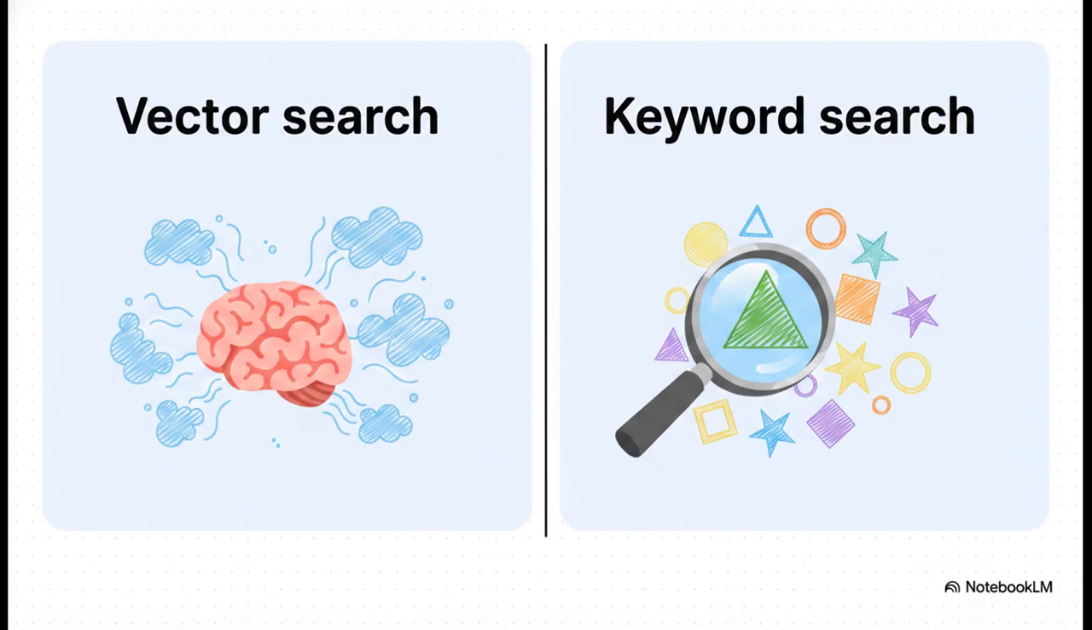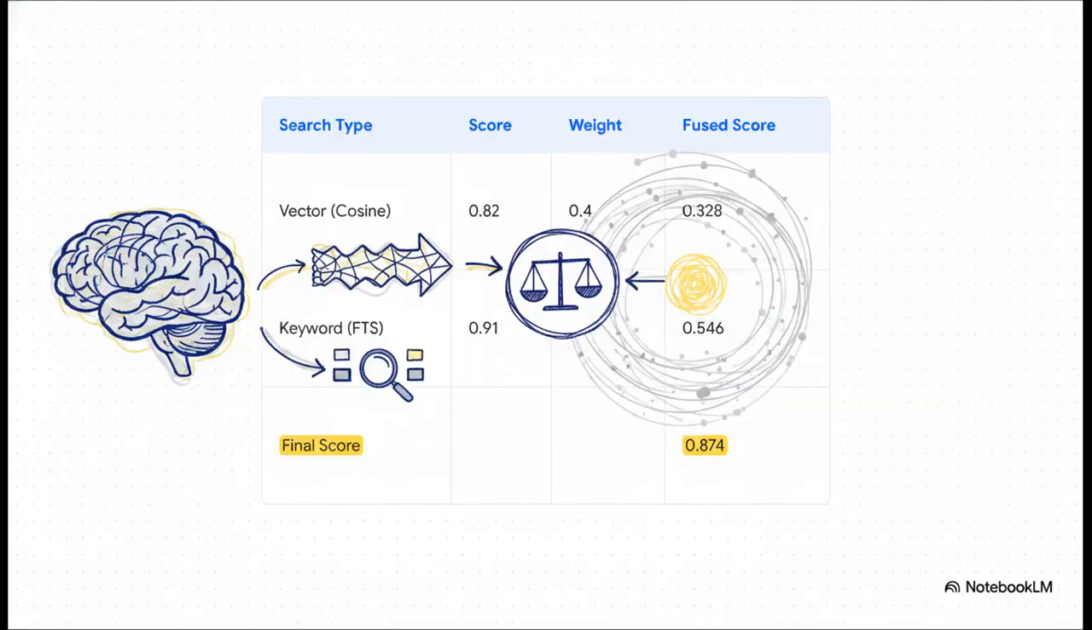And on the other hand, you have keyword search, which is the exact opposite. It's perfect for exact recall, but it has zero understanding of context or synonyms. So OpenClaw's solution is just to use both. It's a hybrid approach that fuses their scores together. As you can see here, it combines the vector search results with the keyword search results.